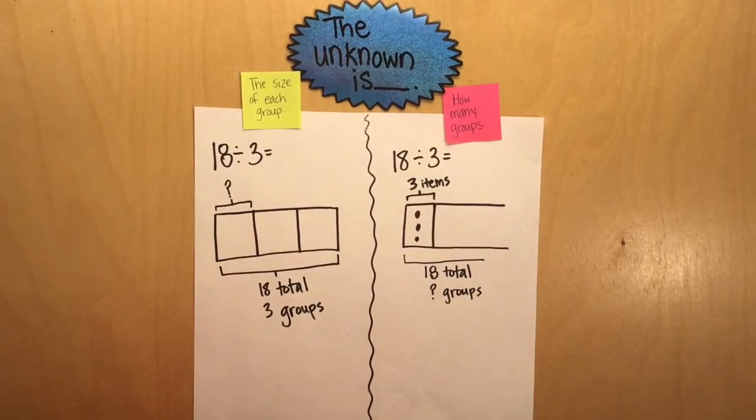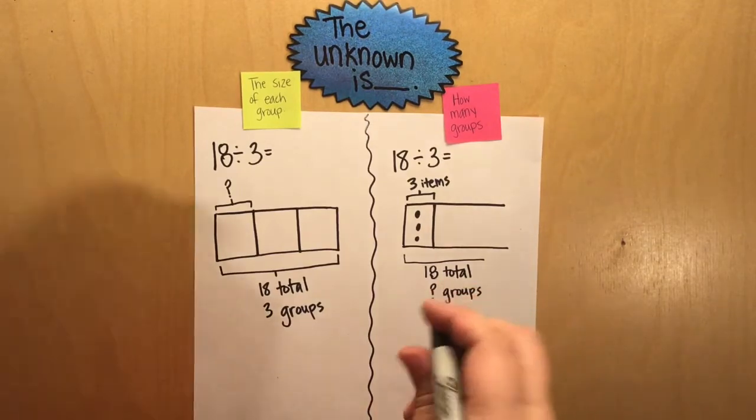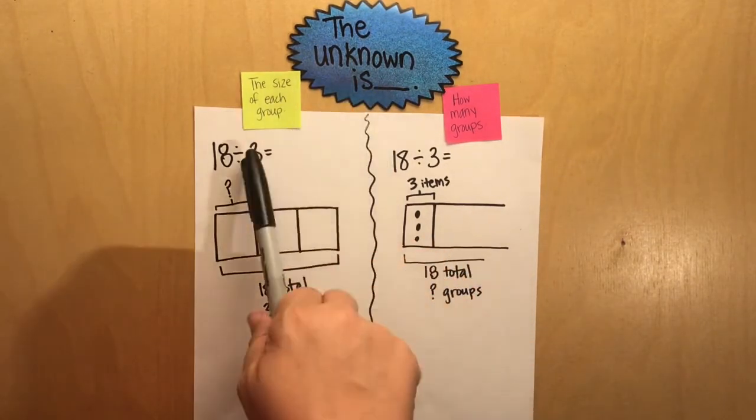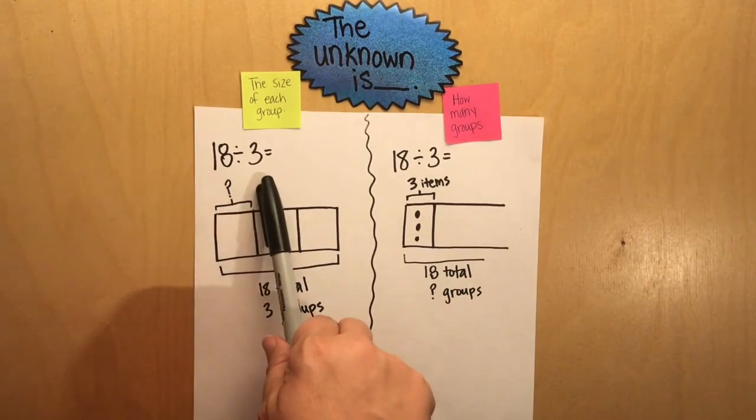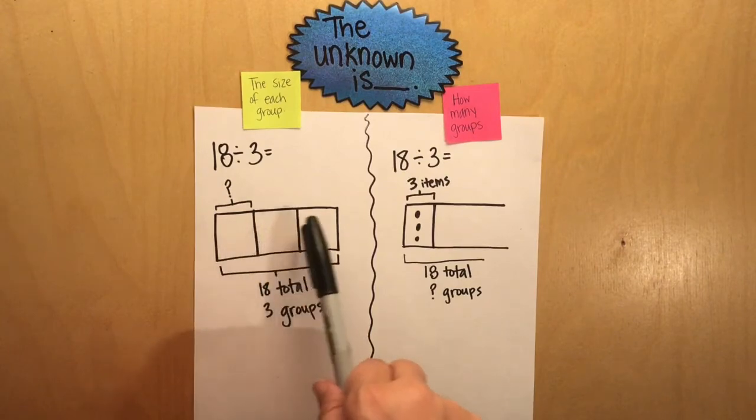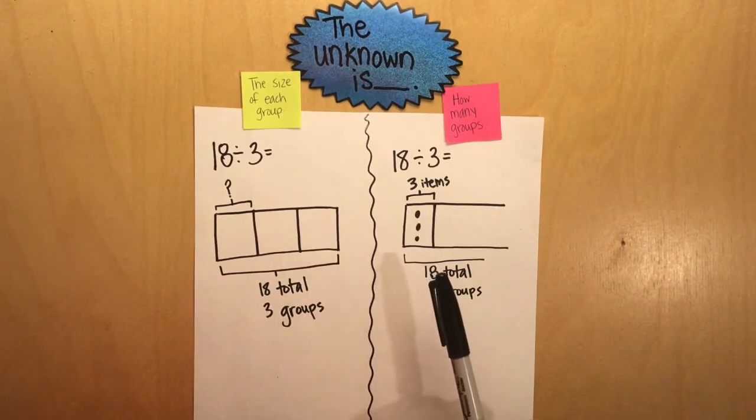On the note side of your paper, please complete these 2 tape diagrams for the same division equation, 18 divided by 3. The division equation looks the same, but on this side, our unknown is the size of each group. We have 18 total items. We know that we're separating them into 3 equal groups. We don't know how many is in each group.